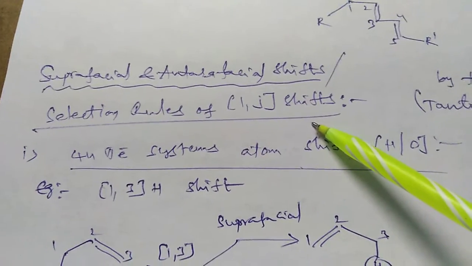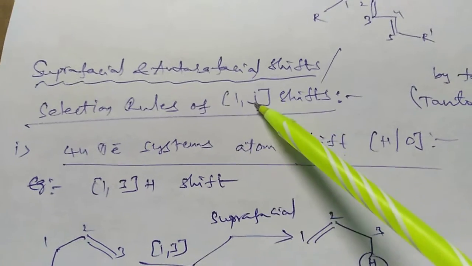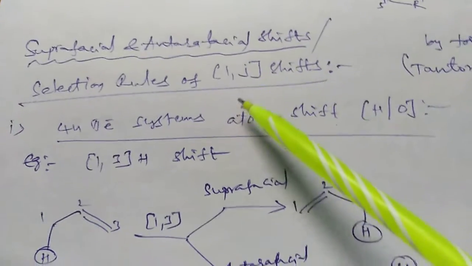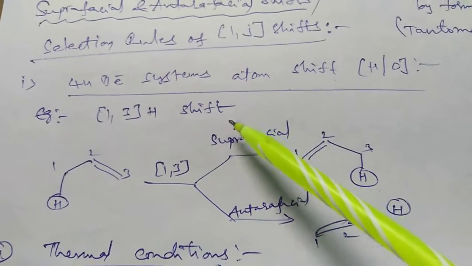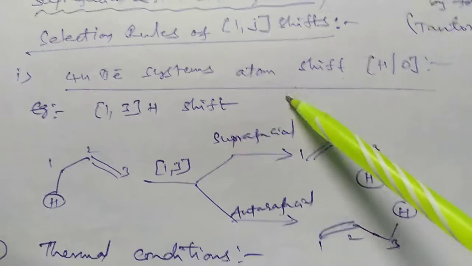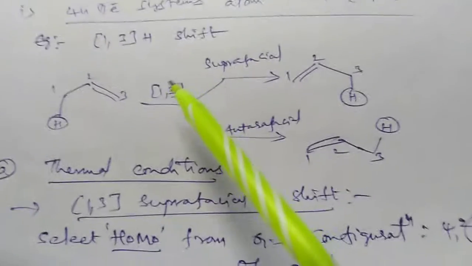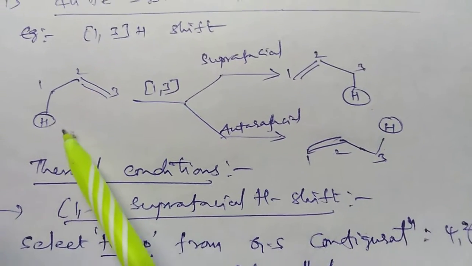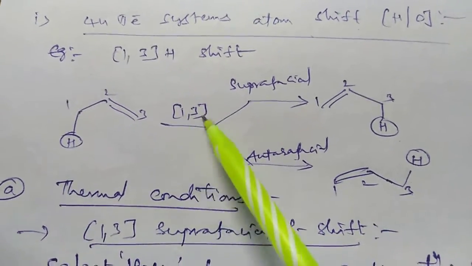Hi everyone. So now I am going to explain suprafacial and antarafacial shifts, or selection rules for the 1,J shifts. Now I am taking a 4 electron system, a hydrogen or atom shift. Example: 1,3 proton shift, where the proton is shifting from the first position to the third position. So that's why it is a 1,3 proton shift.